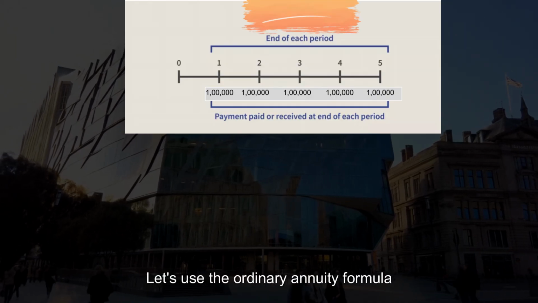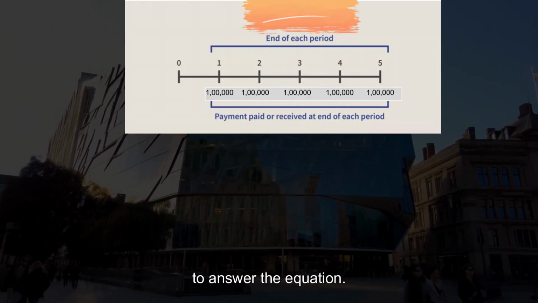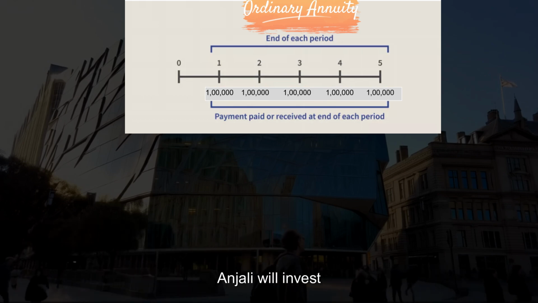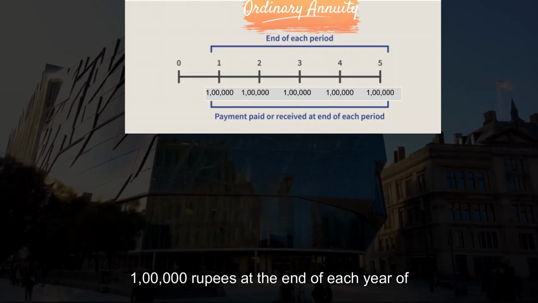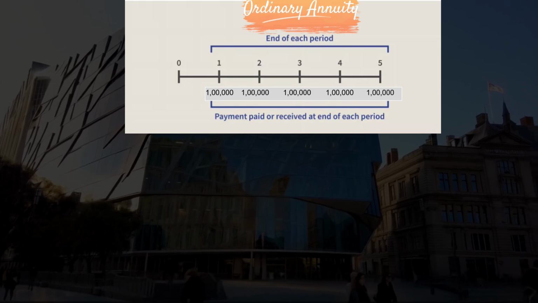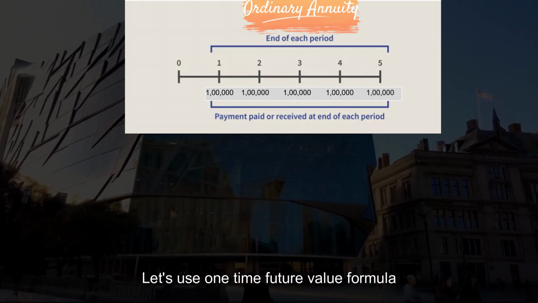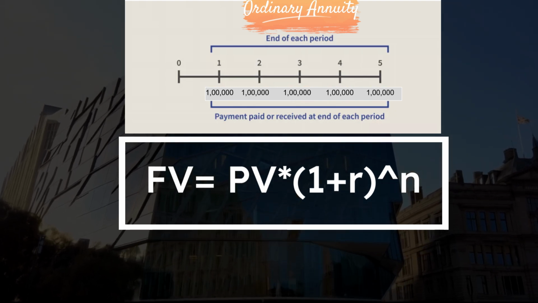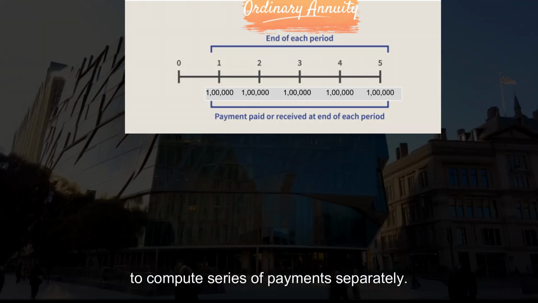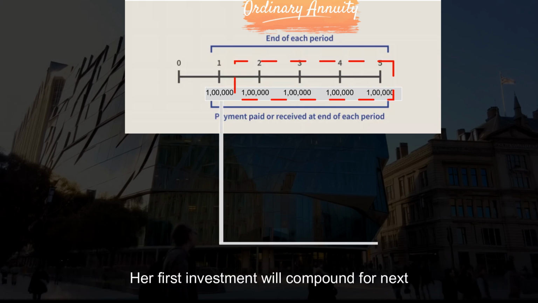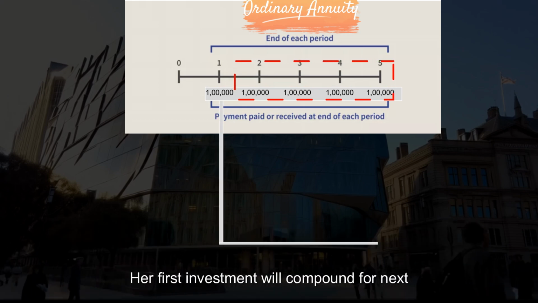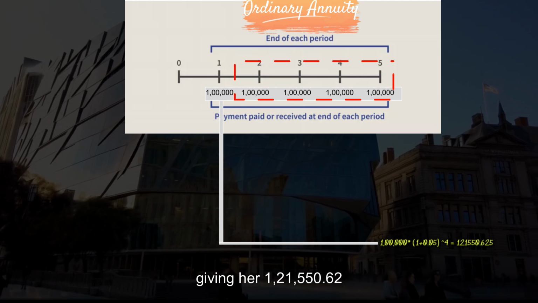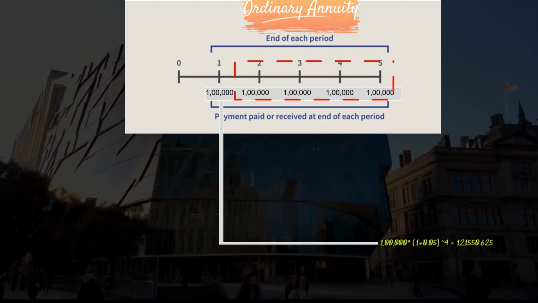Let's use the ordinary annuity formula to answer the question. In an ordinary annuity, Anjali will invest 1 lakh rupees at the end of each year for the next 5 years. Let's use the one-time future value formula, PV multiplied by (1 plus interest) to the power of n, to compute the series of payments separately. Her first investment will compound for the next 4 years, giving her 1,21,550.62 at the conclusion of the 5 years.